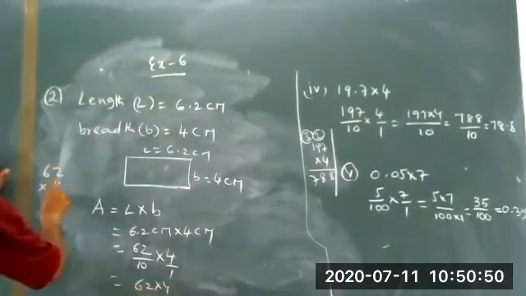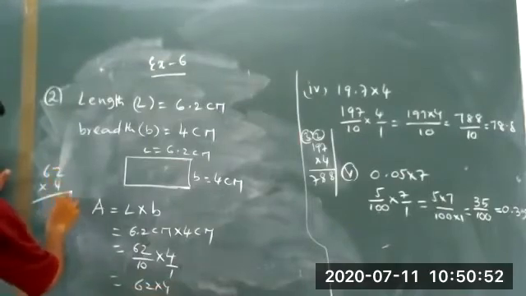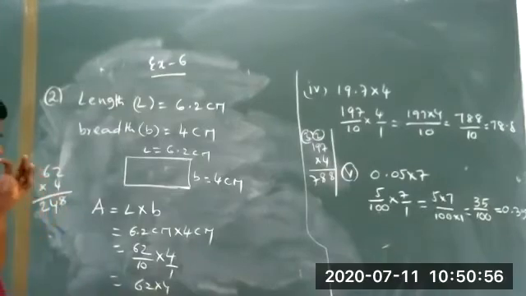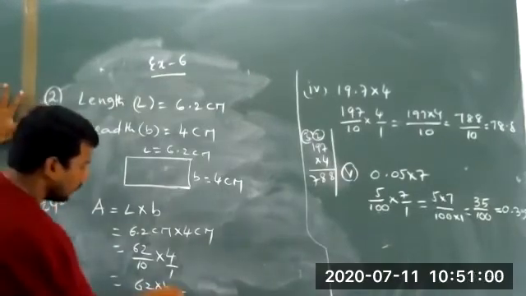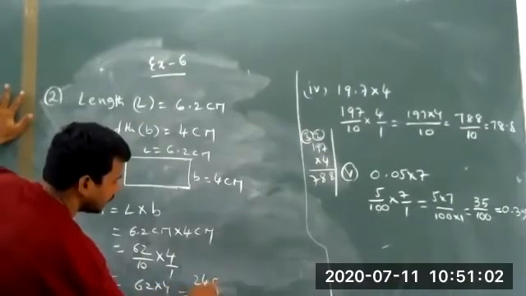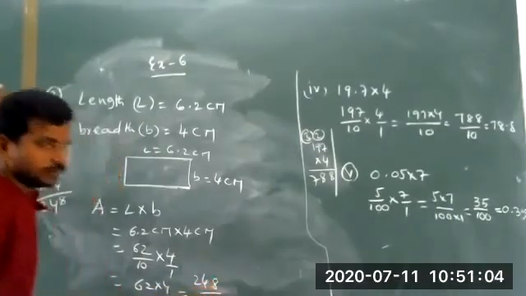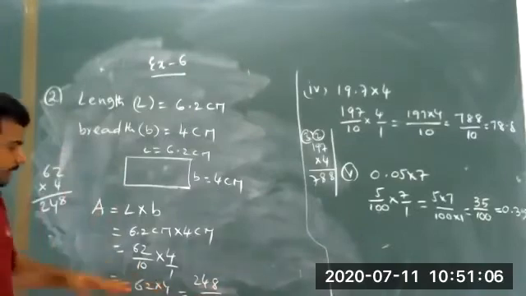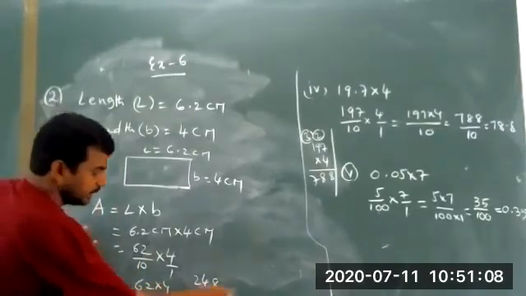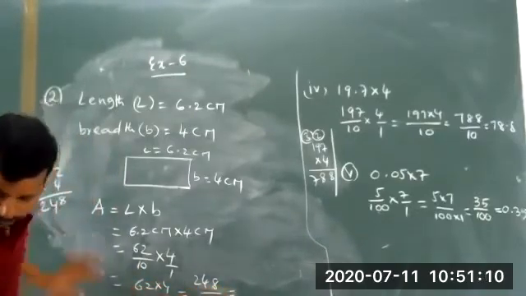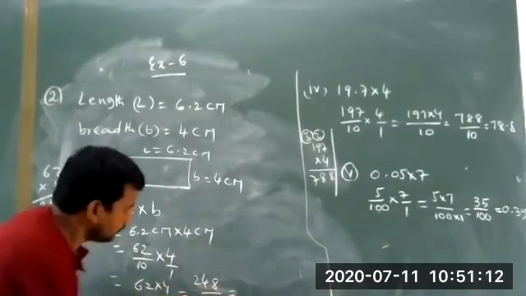62 into 4. 4 2s are 8, 4 6s are 24. So 248 by 10. Here the denominator is 10. So what is the answer? It's not visible.